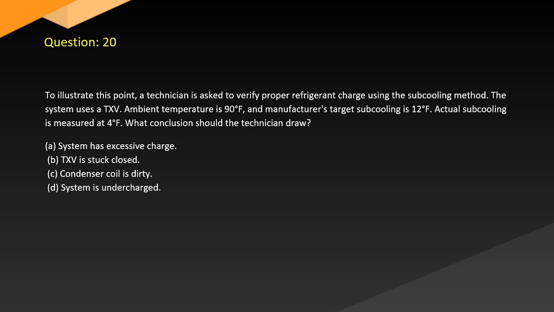Question 20. To illustrate this point, a technician is asked to verify proper refrigerant charge using the subcooling method. The system uses a TXV, the mean temperature is 9 degrees, and the manufacturer's target subcooling is 12 degrees. Actual subcooling is measured at 4 degrees. What conclusion should the technician draw? A. System has excessive charge. B. TXV is stuck closed. C. Condenser coil is dirty. D. System is undercharged.